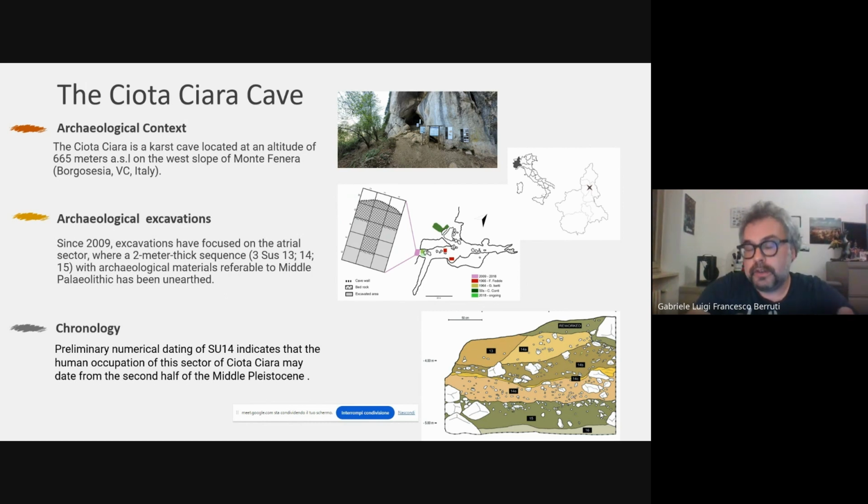During these 15 years, we found a 2-meter thick sequence with 3 stratigraphic units full of archaeological material linked to Middle Paleolithic occupation. The 3 stratigraphic units are 13, 14, and 15. And now I can tell you that the chronology of the Ciota Ciara is more or less in the second half of the Middle Pleistocene.